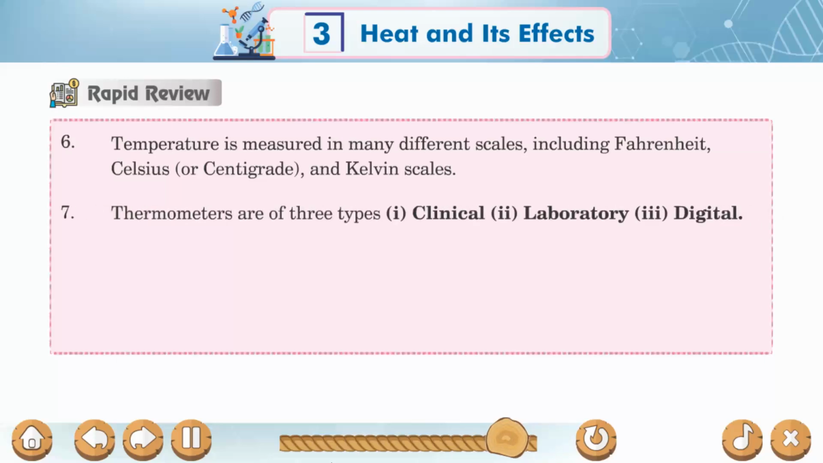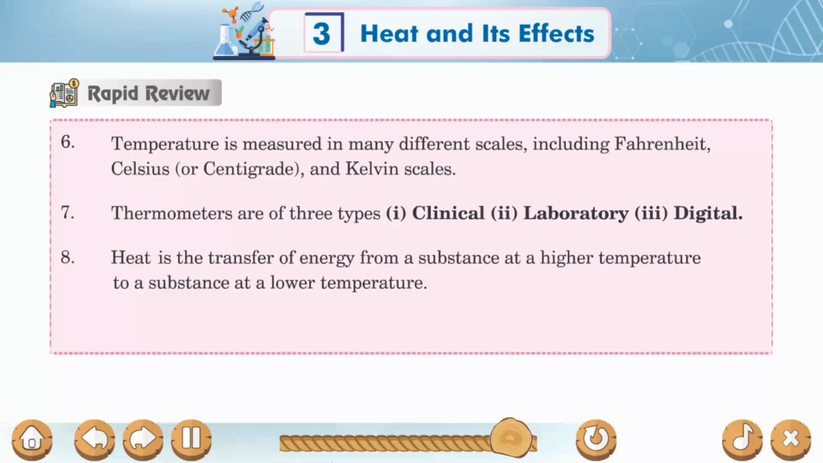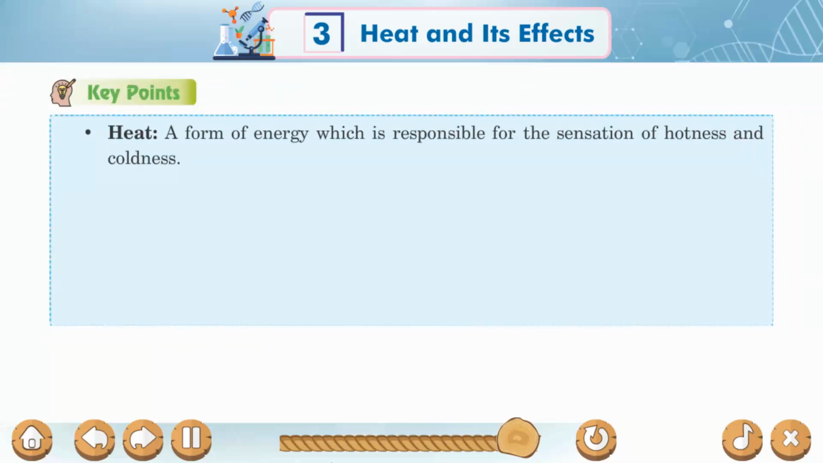7. Thermometers are of 3 types. 1. Clinical. 2. Laboratory. 3. Digital. 8. Heat is the transfer of energy from a substance at a higher temperature to a substance at a lower temperature. Key points. Heat, a form of energy which is responsible for the sensation of hotness and coldness.